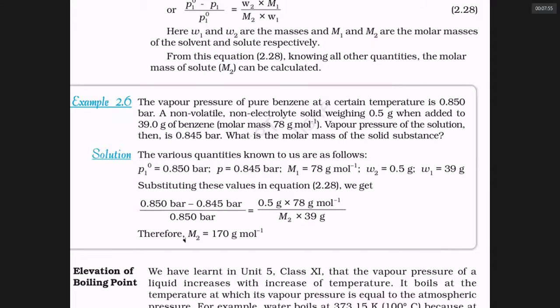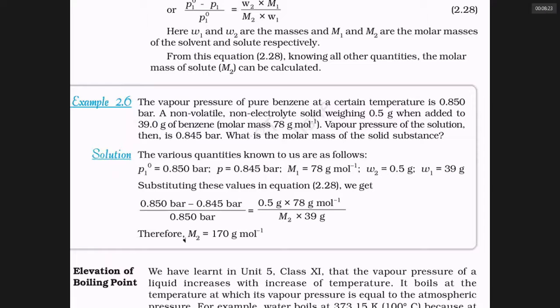Yes, sir. The vapor pressure of pure benzene, here the solvent is benzene, not water. Its molecular weight is 78. At a certain temperature the vapor pressure is 0.850 bars. A non-volatile, non-electrolyte solute weighing 0.5 grams is added to 39 grams of benzene. The vapor pressure of the solution then is 0.845 bars. What is the molar mass of the solid substance?